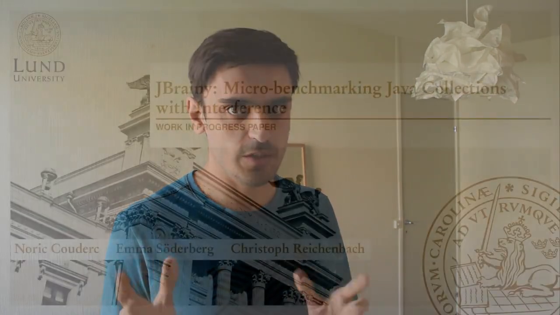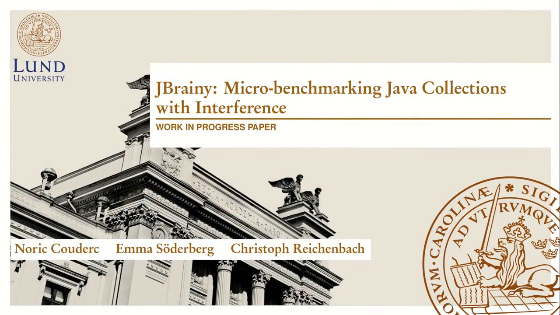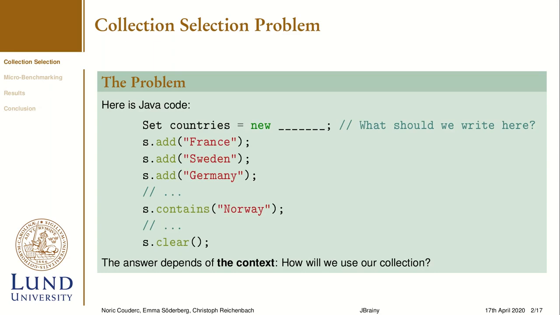Today I'm here to present our work in progress paper called JBrainy: Microbenchmarking Java Collections with Interference. Let's start with an example where I want to create a set of countries. Even though I know I want to create a set, I have different options. I can create a HashSet, a TreeSet, a LinkedHashSet, and so on. So the question becomes, which one do I choose?